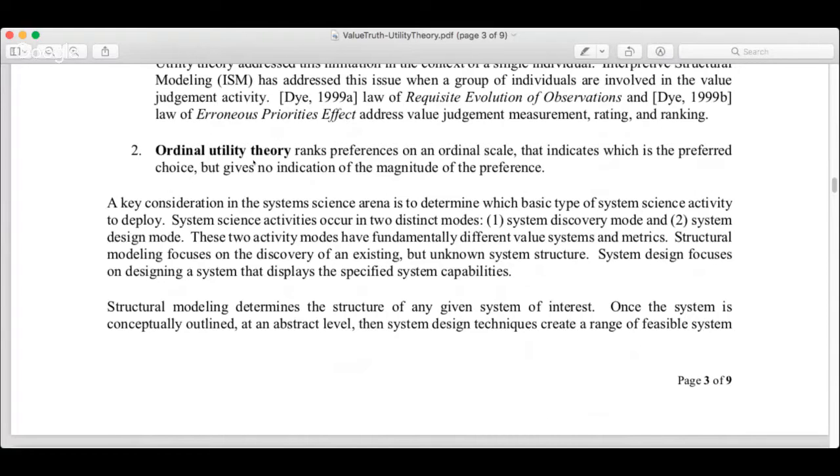And they're fundamentally different. They have different value systems and they have different metrics. So structural modeling focuses on the discovery of an existing but unknown system structure, and system design focuses on designing a system that basically displays the specified system's capabilities.